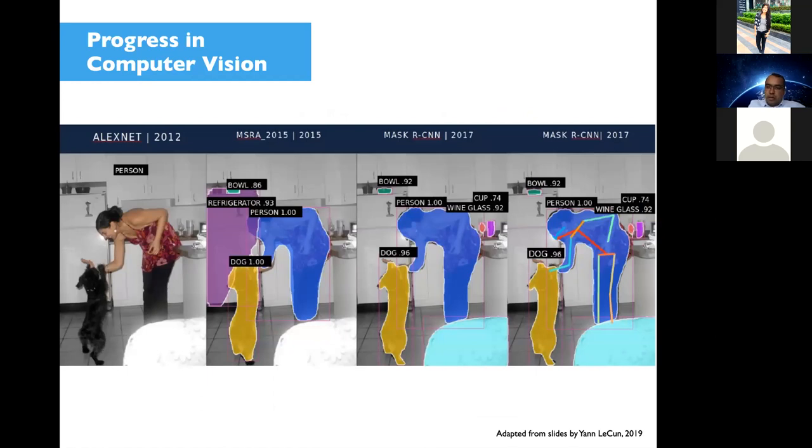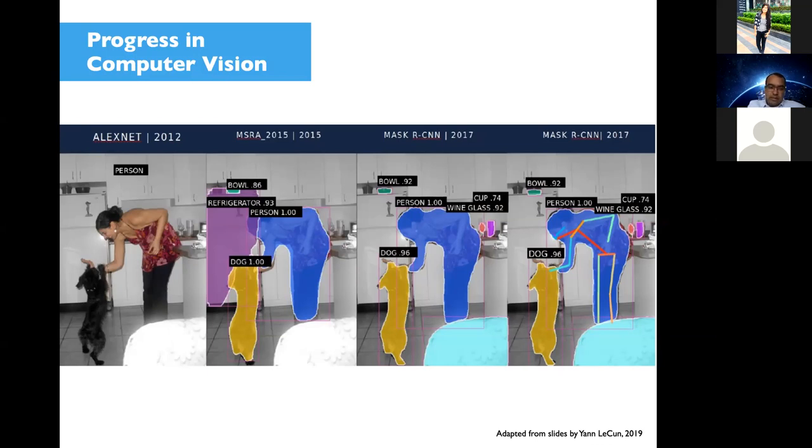And then already in 2015, there were models that were able to segment individual classes in an image. So they could segment a person, a dog, a fridge, bowl, and so on. And by 2017, with Mask R-CNN and other models, the accuracy had increased tremendously, and it was already nearing human level at that point.